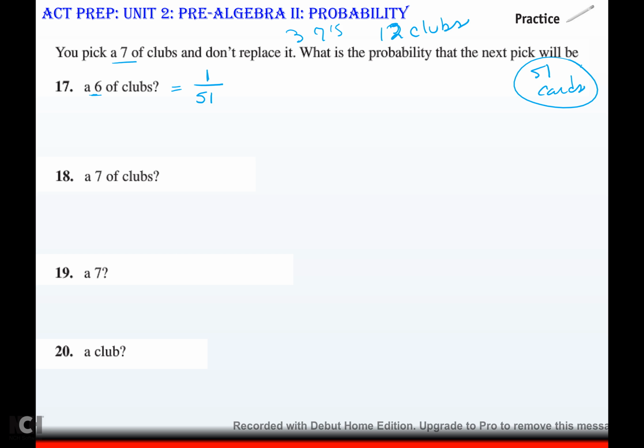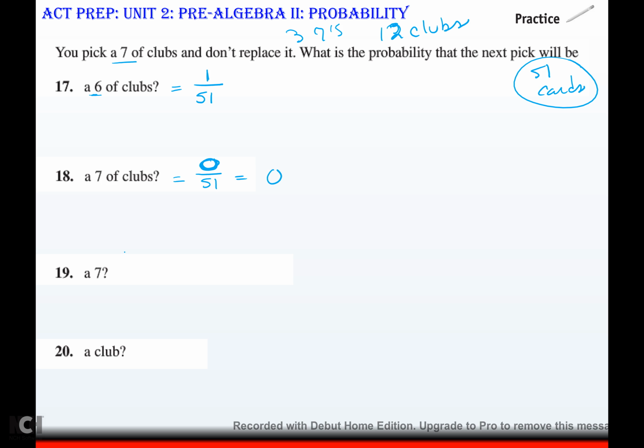So if you pick the 7 of clubs and you don't replace it, what's the probability of picking the 7 of clubs? Well, if the 7 of clubs is out, there's no more 7 of clubs in the deck out of 51, which is 0. It can't happen. If you took the 7 of clubs out, you can't draw the 7 of clubs.